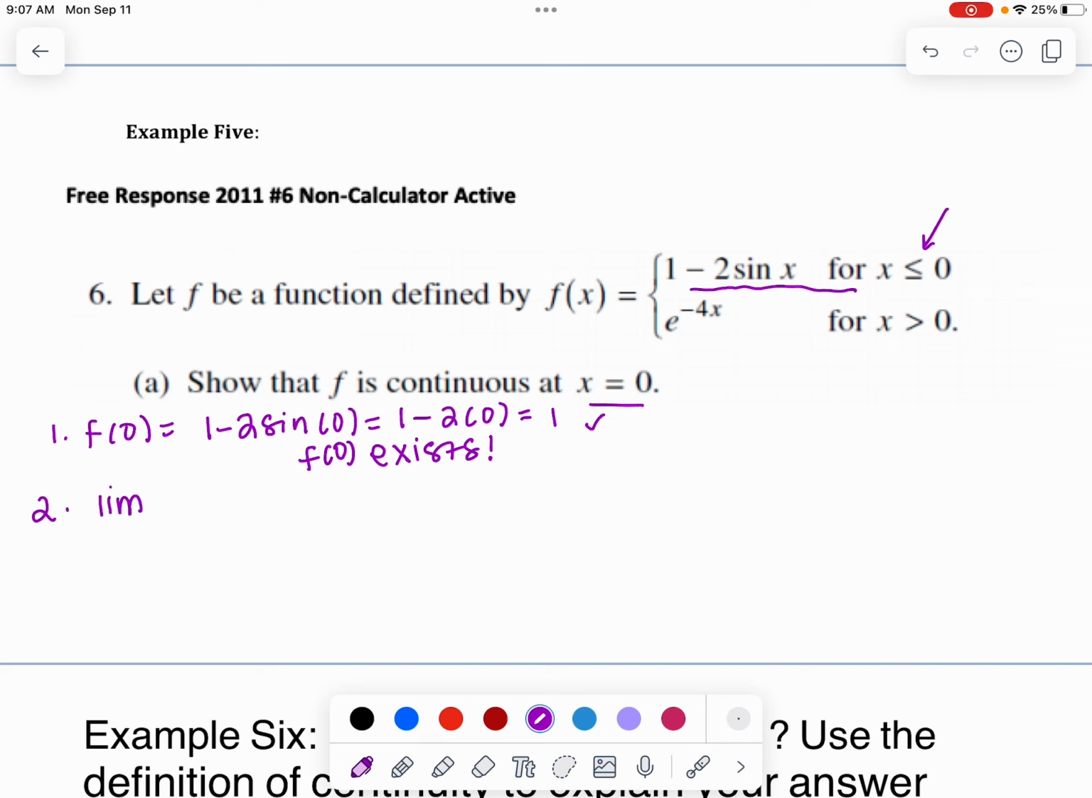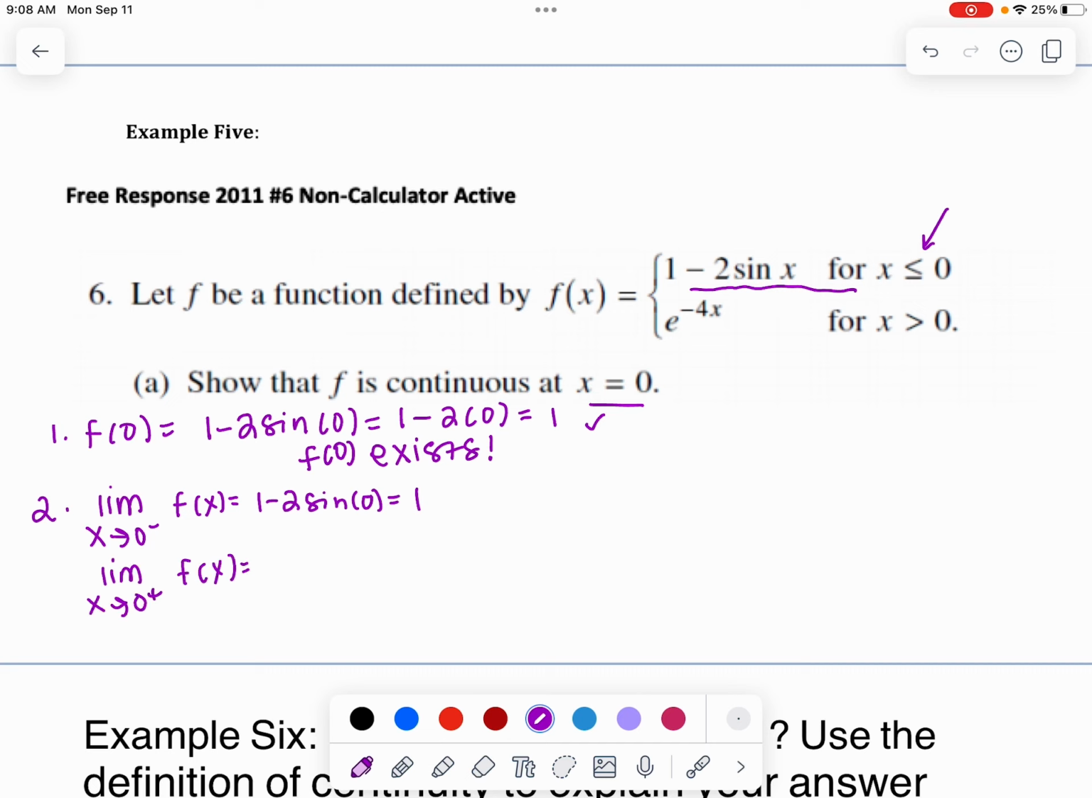The limit as x approaches 0 from the left, I'm going to use the piece that is defined when the x values are smaller than 0, which again is 1 minus 2 sine of x. And because of the first part, I already know the answer to that is 1. Now I have to find the limit as x approaches 0 from the right.